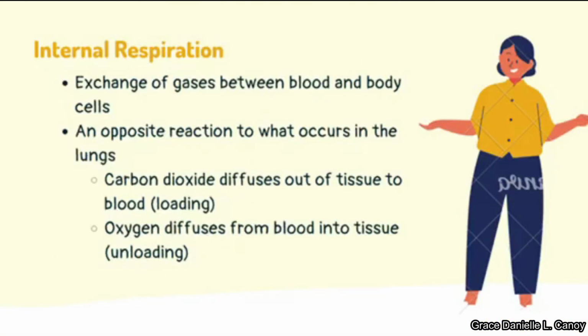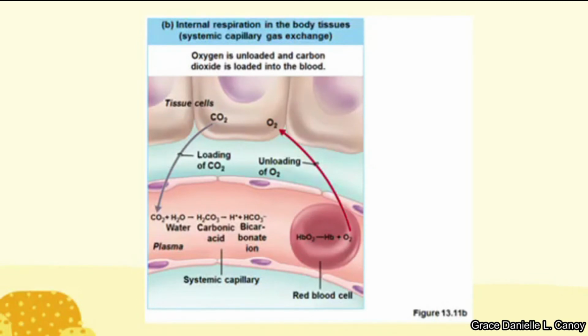Internal respiration is the exchange of gases between blood and body cells. As I said earlier, it is the opposite reaction to what occurs in the lungs. In the previous one, oxygen is loaded into the blood and carbon dioxide diffuses out into the alveoli. In internal respiration, the carbon dioxide diffuses out of the tissue into the blood and the oxygen diffuses from the blood into the tissue. So we can see here that the carbon dioxide from the tissue cells can easily be transported in the blood plasma and directly dissolve into the plasma.